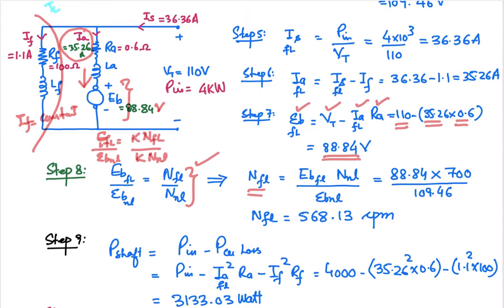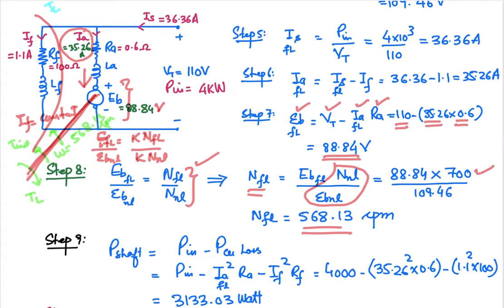So that will be equal to the ratio of the speeds into the back EMF at the full load. If you plug in the values, the new speed will be 568.13 rpm. So here this machine will be rotating with a speed equal to 568.13 rpm, and will be giving you a certain induced torque to run your load, that is applying the torque in the opposite direction.